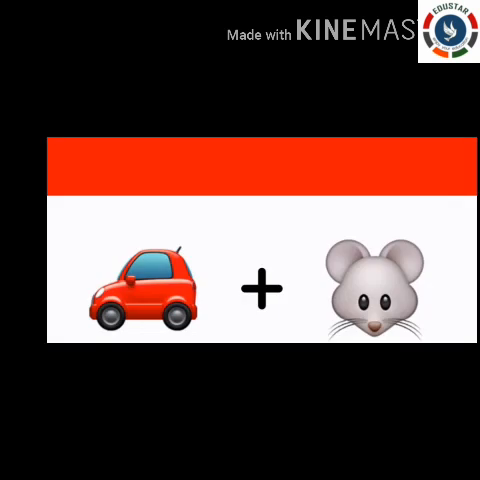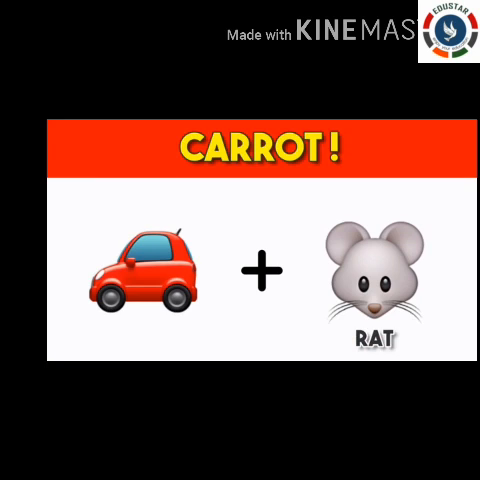Now, see the given clue. You can see two pictures. What is the name of the first picture and second picture? If you join these two pictures, you will get a vegetable name. Very easy. Can you find? Shall I say? The answer is carrot. How many are correct? Very good, cuties.